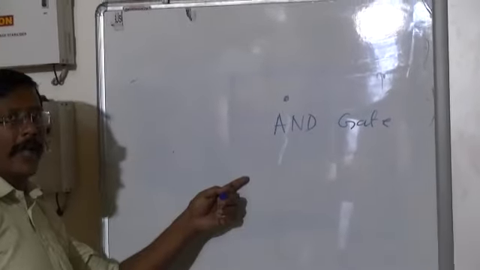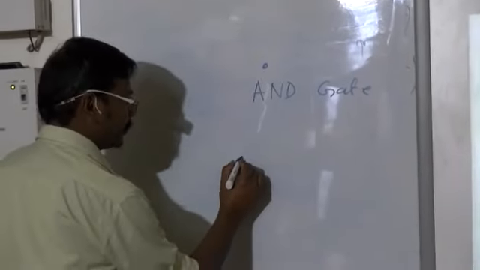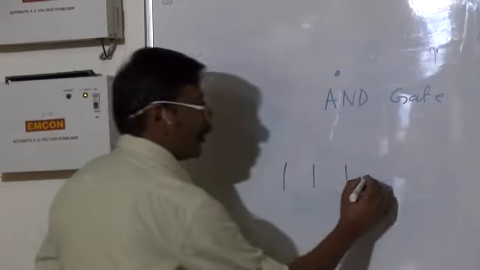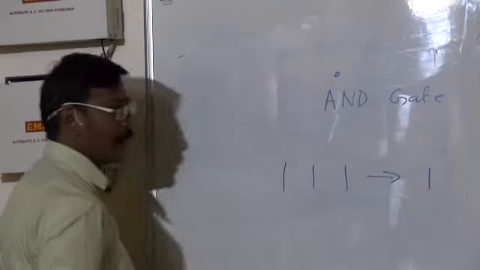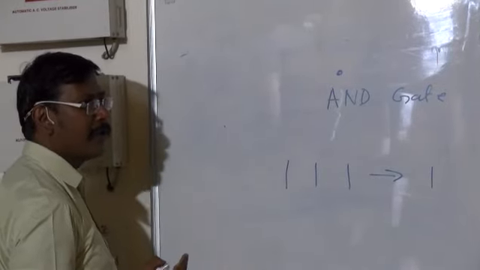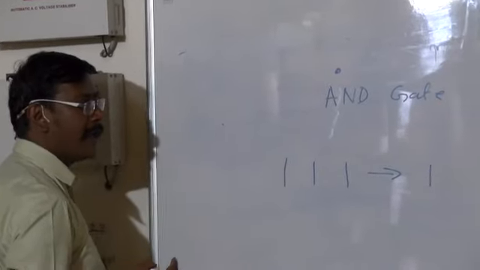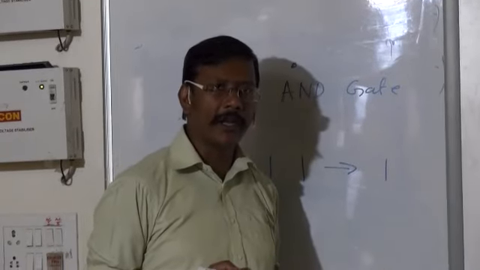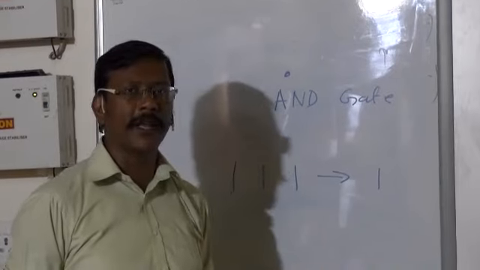Now, when we speak of an AND gate, when all 3 inputs are 1, then only the output will be taken as 1. Any other combination, it will be 0. In case of an AND gate, when all the inputs are 1, then only the output is 1. In any other combination, it will be taken as 0.